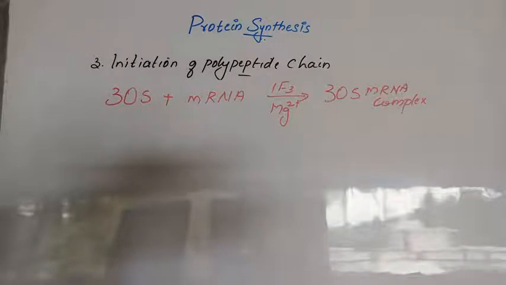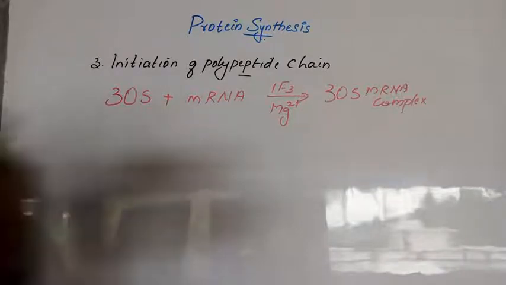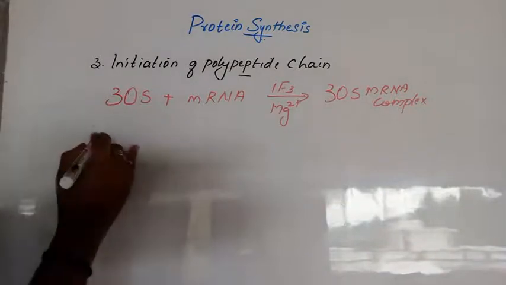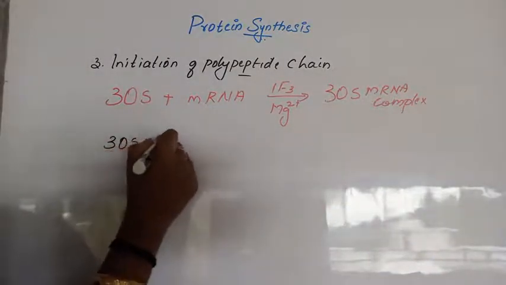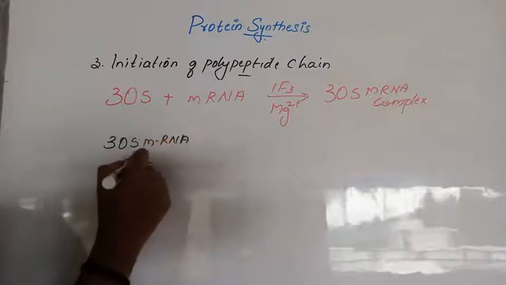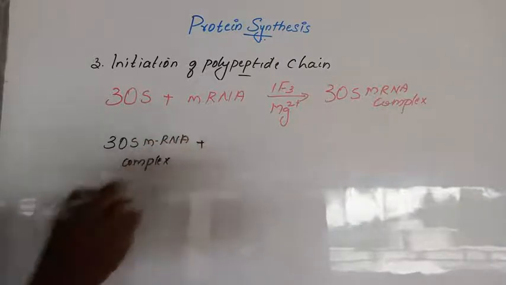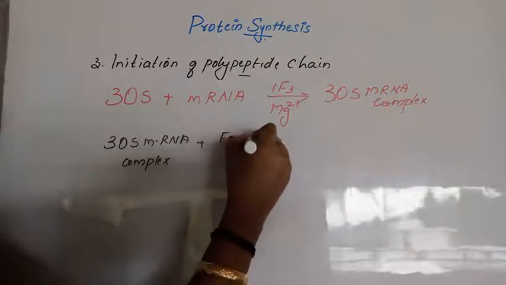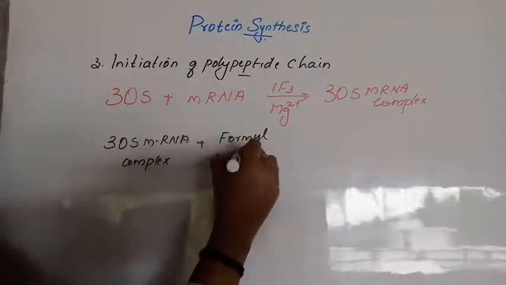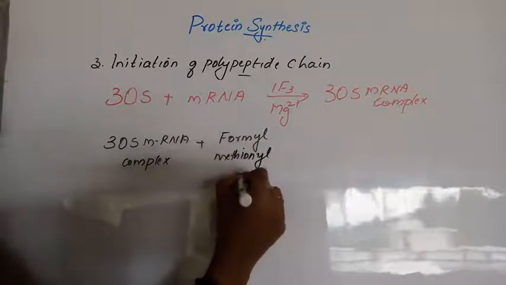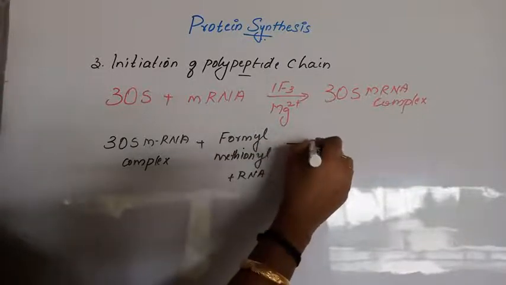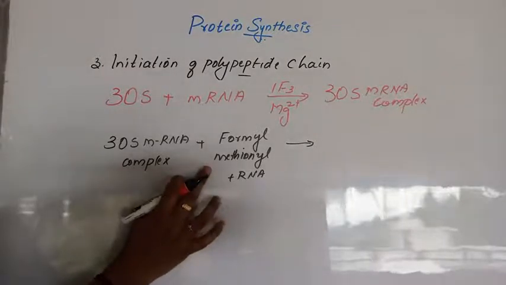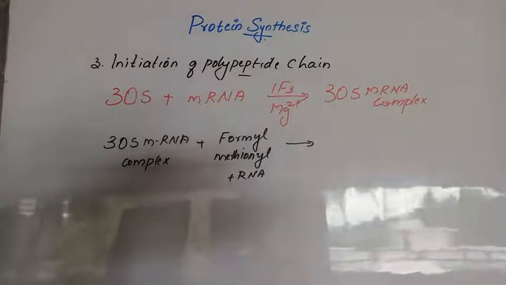Okay, so this 30S mRNA complex is going to react with formyl methionine tRNA. Formyl methionine tRNA means tRNA having the amino acid formyl methionine.